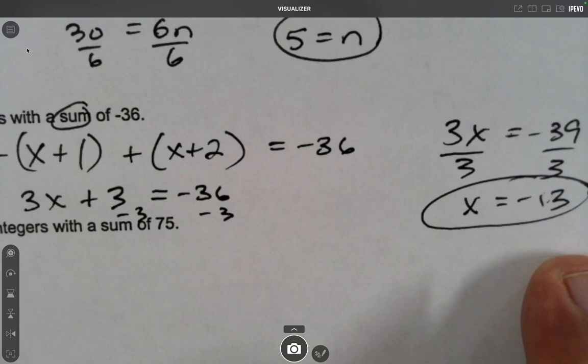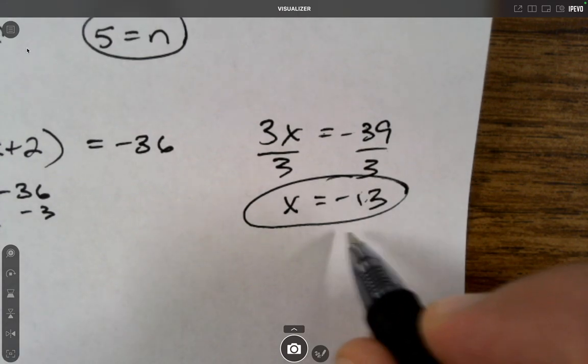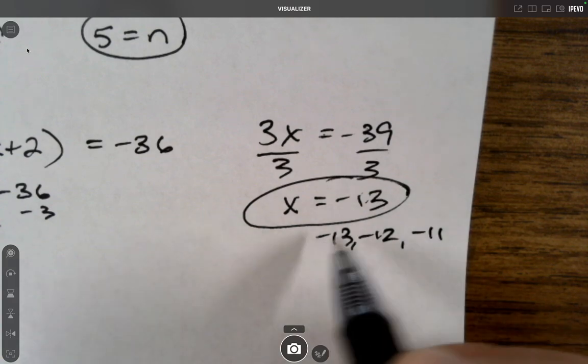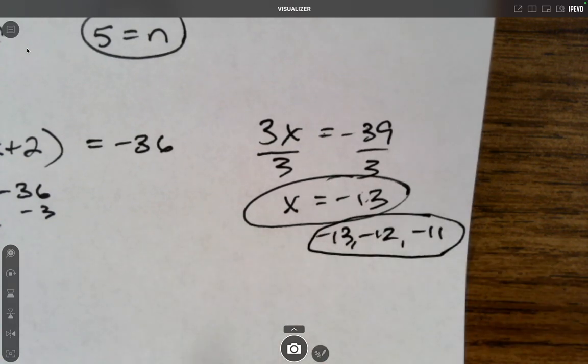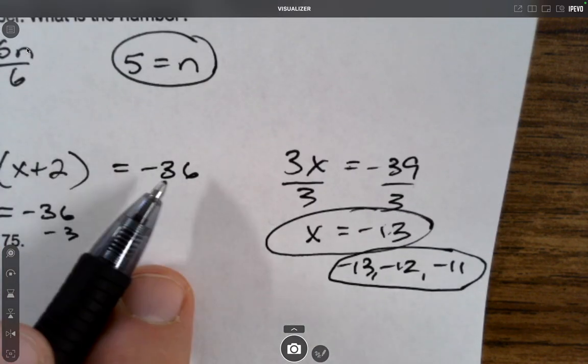So that means, actually that's not a final answer because it says find 3 consecutive integers. So that's the smallest one. So we need to add 1 to that, negative 12. Add one more to that, negative 11. Those are our 3 consecutive integers. If you add those 3 together, you do get negative 36.